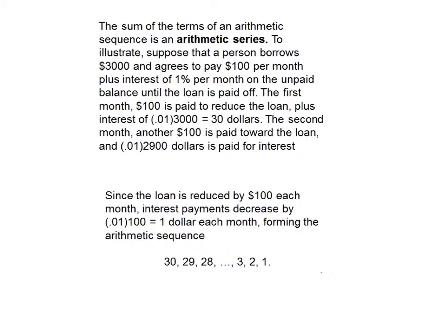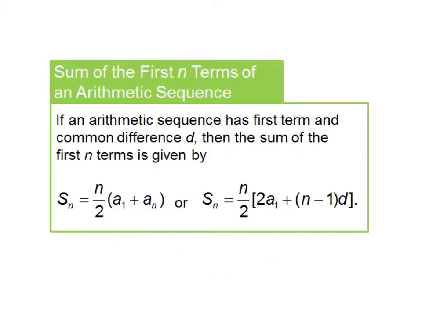If you are interested in the proof of the formula, it is in your notes and you are welcome to read through it. But the formula is also given on the next slide. If we have n terms in an arithmetic sequence and we want to add them together, we take S sub n, that's our sum. However many terms are in the sequence, we divide by 2, and we add the first term and the last term together. This is the formula that you'll use if you are given the first term and the last term.